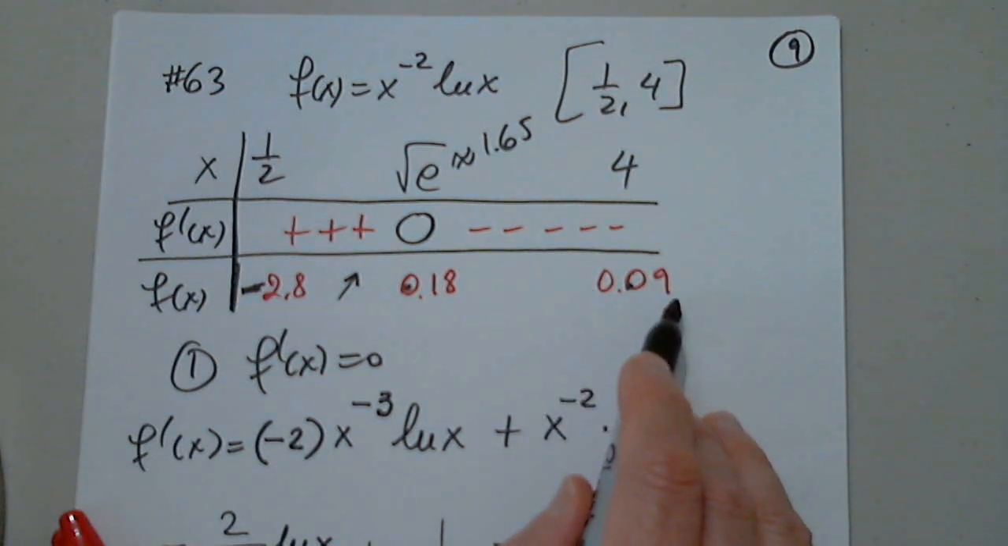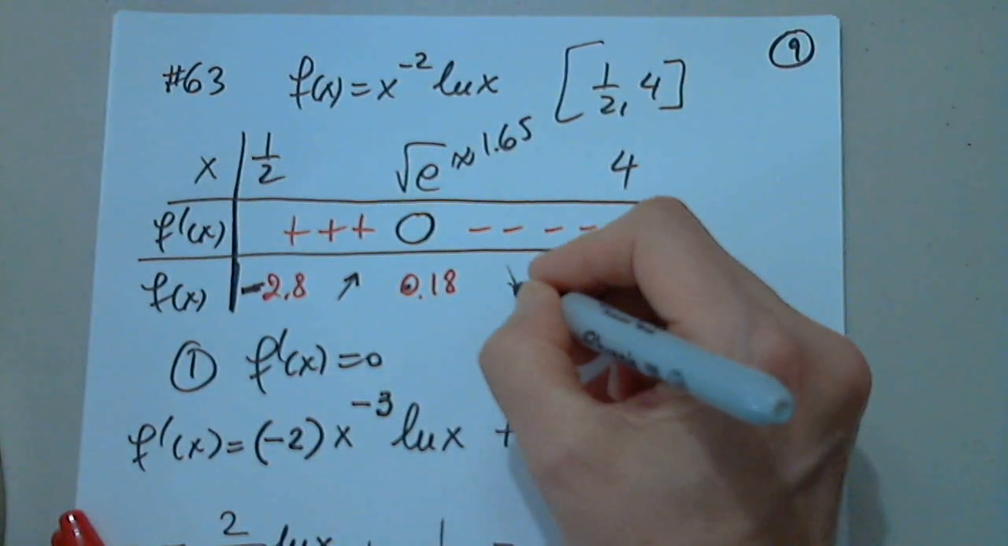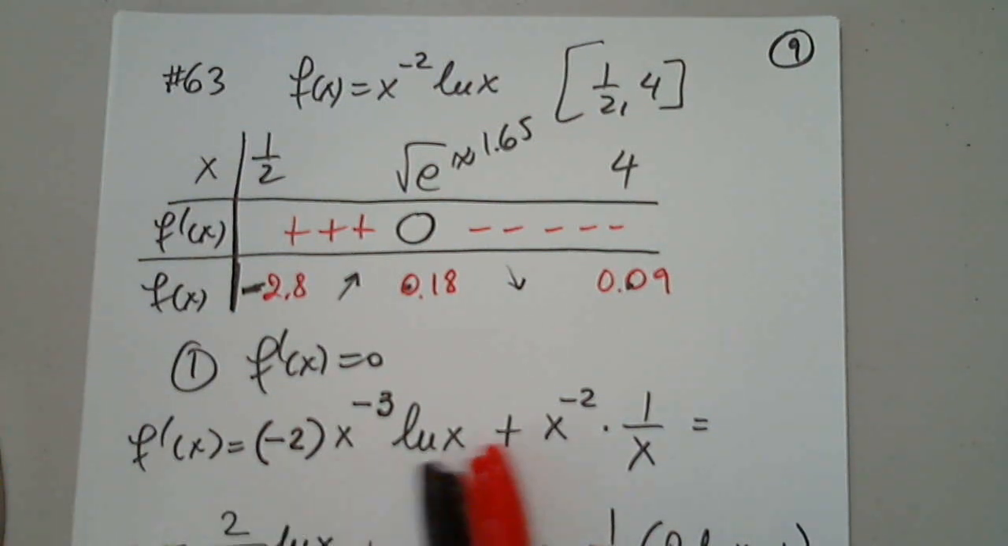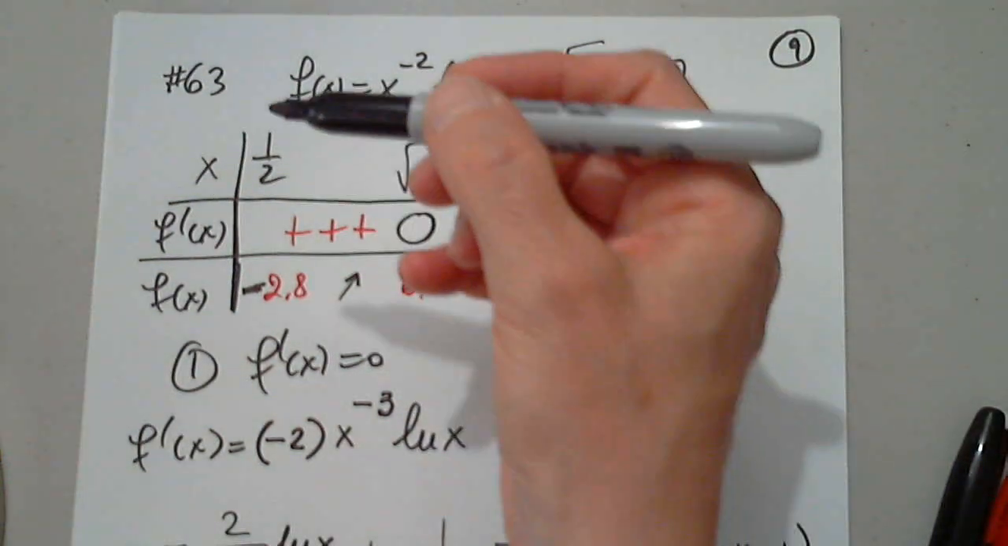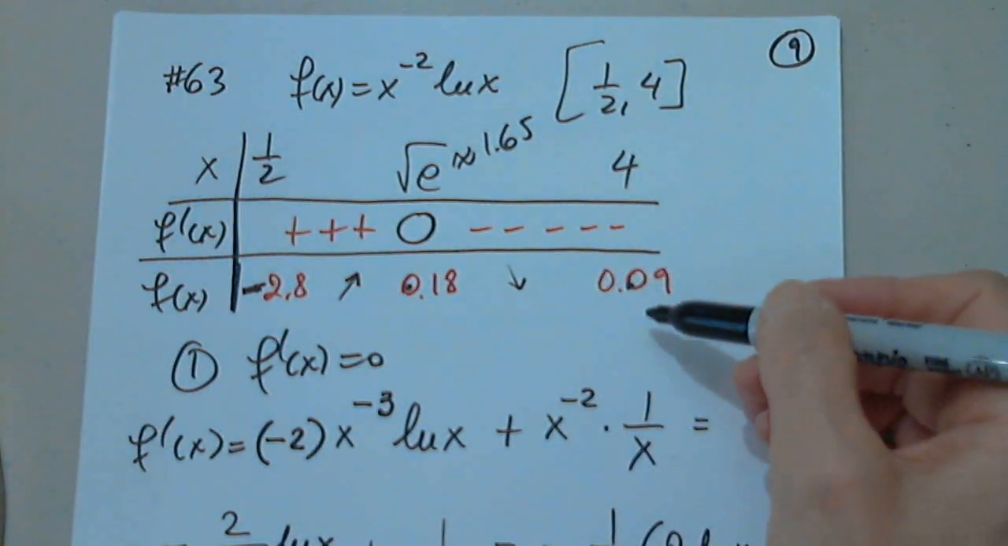To 0.09, the function is decreasing. Is that supported by the sign of the first derivative? Yes. Now we are ready to draw our conclusions. What type of point is this?